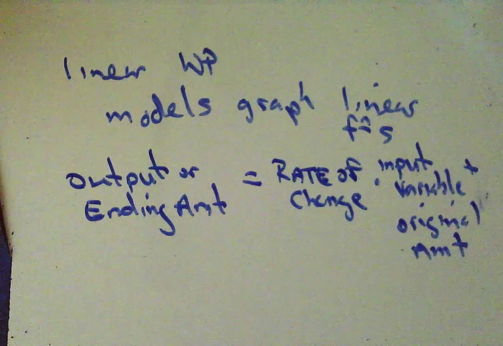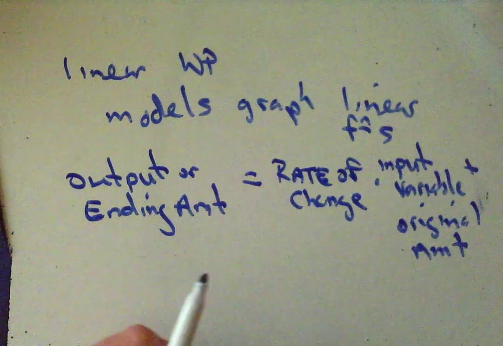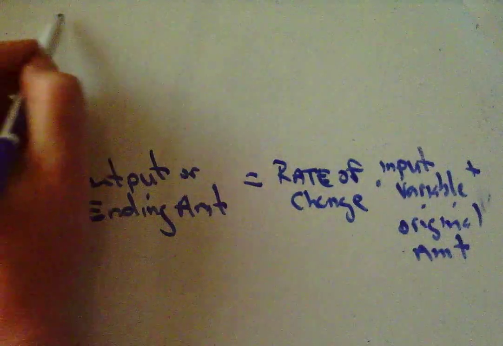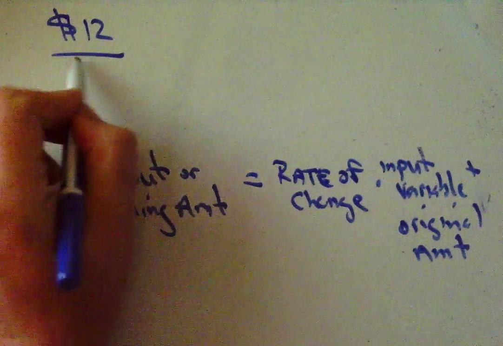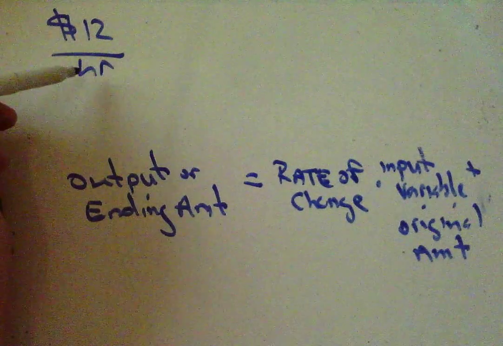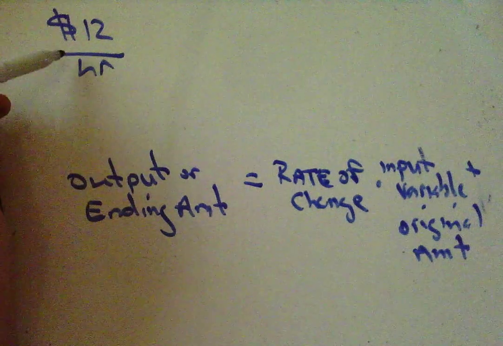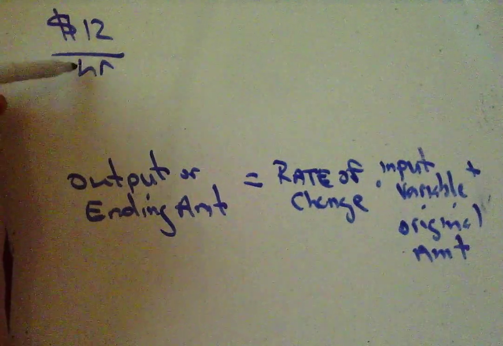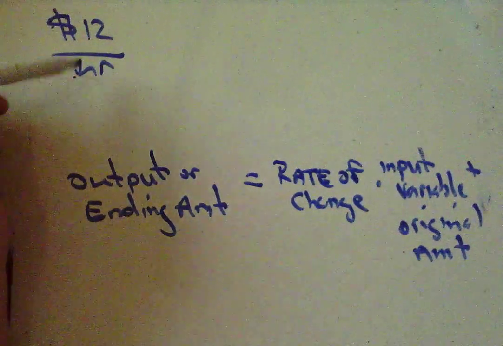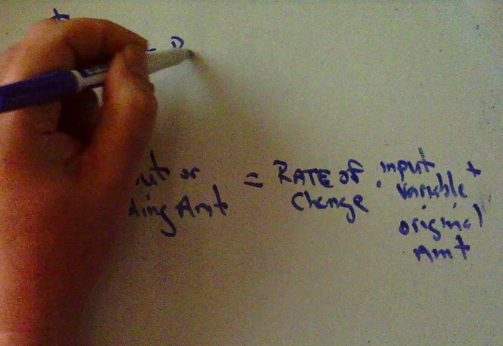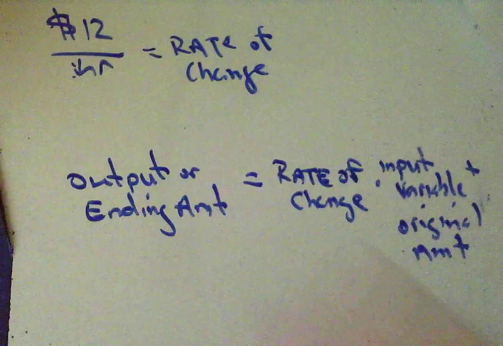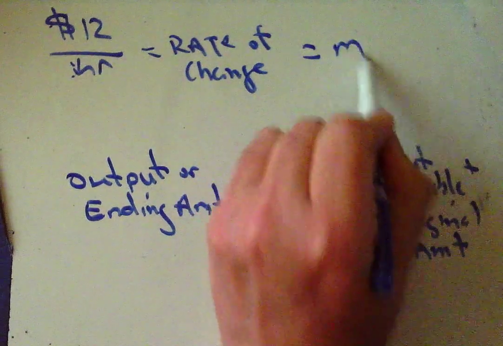So if I have a situation like I make $12 per hour. Well, first thing I notice when I see $12 per hour is that this is a rate of change. Look, a change in dollars over a change in hours. This is my rate of change. So in our word problem, that's our slope.